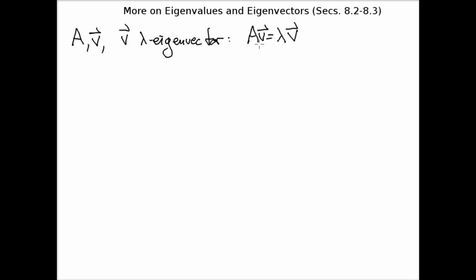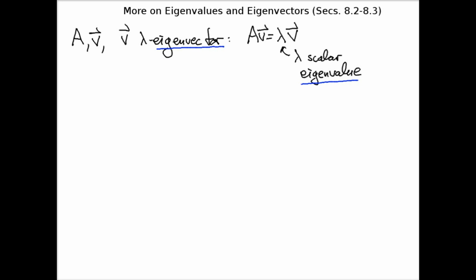So remember, if A is a matrix and V is a vector, we say that V is a lambda eigenvector if A applied to V is lambda times V. And so when you apply this matrix to this vector, you get a multiple of the vector. And lambda, which is a scalar, is the eigenvalue. And the vector itself is the eigenvector.